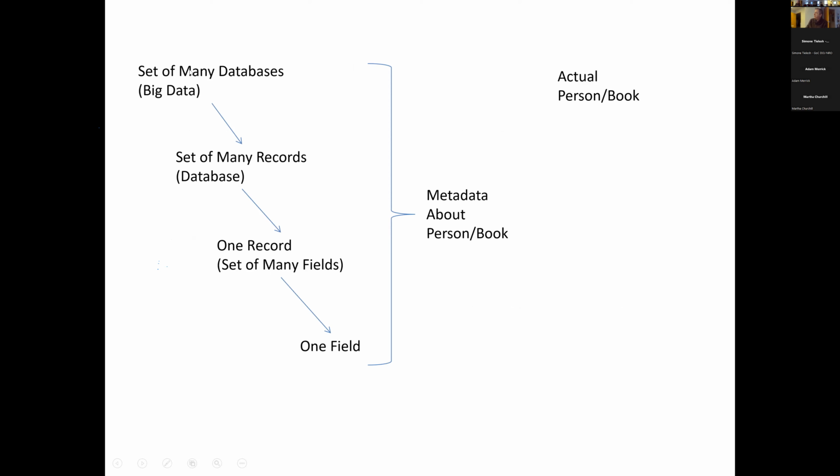What have we got here? Back to the book analogy, we've got a set of many databases, set of many records. So what I'm doing is scaling it up. You've got one field, you remember, that was one single piece of metadata. You could have a collection of those constituting a record, a set of many fields. And then a set of many records is a database. A set of many databases, you're getting into big data, okay? So metadata is about a person or a book. It's really data about data.